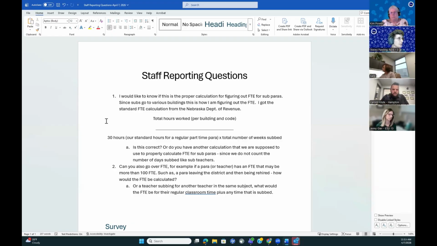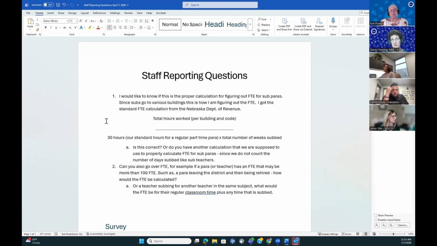Okay, so I do see a question. What is the FTE for each building code for the sub para? So again, you're going to have to talk to your administration and decide what is the percentage to reflect their story. You are going to have to work with your administration on deciding what that percentage is.